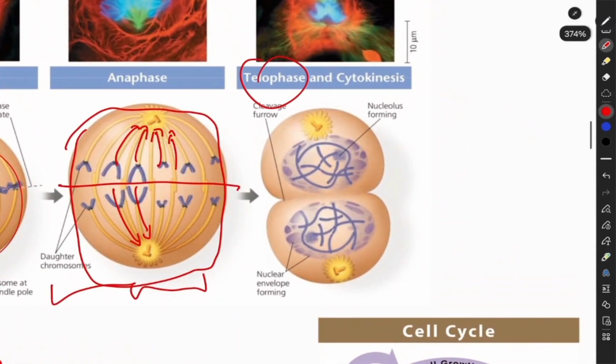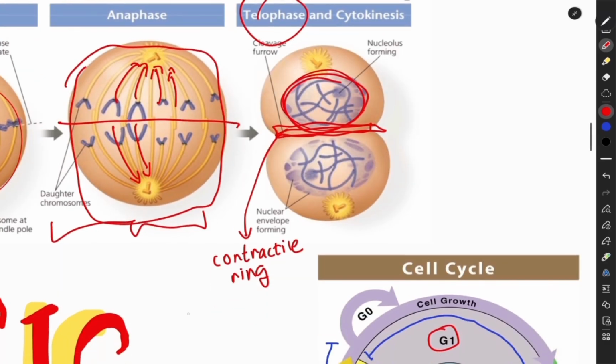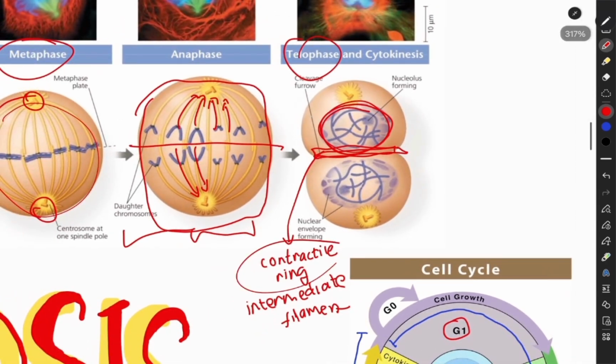And then telophase, the nuclear envelope starts to form and the cleavage furrow forms. Also, there's a contractile ring made of microtubules. Oh no, sorry, intermediate filament. So the ring contracts and separates these into two daughter cells.